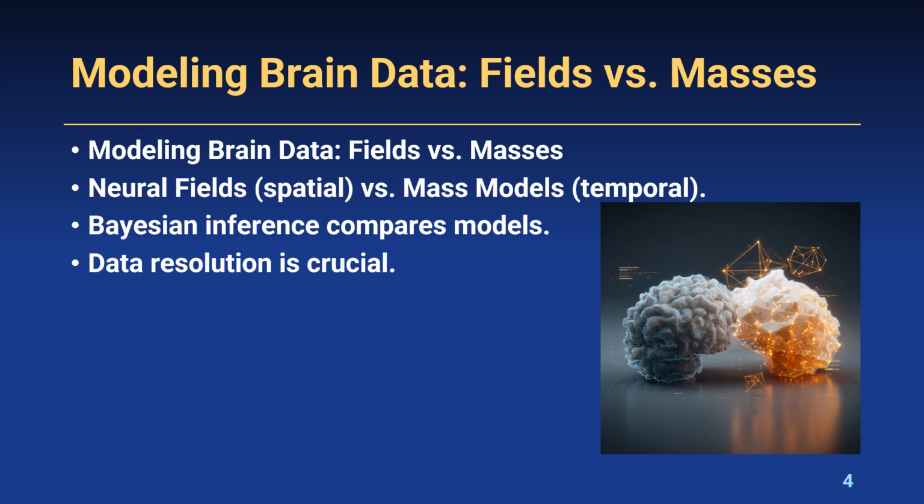However, when they analyzed MEG data from the visual cortex, which has much lower spatial resolution, they found no significant evidence in favor of the neural field model. This highlights a critical point: the best model depends on the quality and resolution of the data you're trying to explain. If your data doesn't resolve fine spatial details, a simpler neural mass model might be just as good or even better from a Bayesian perspective.